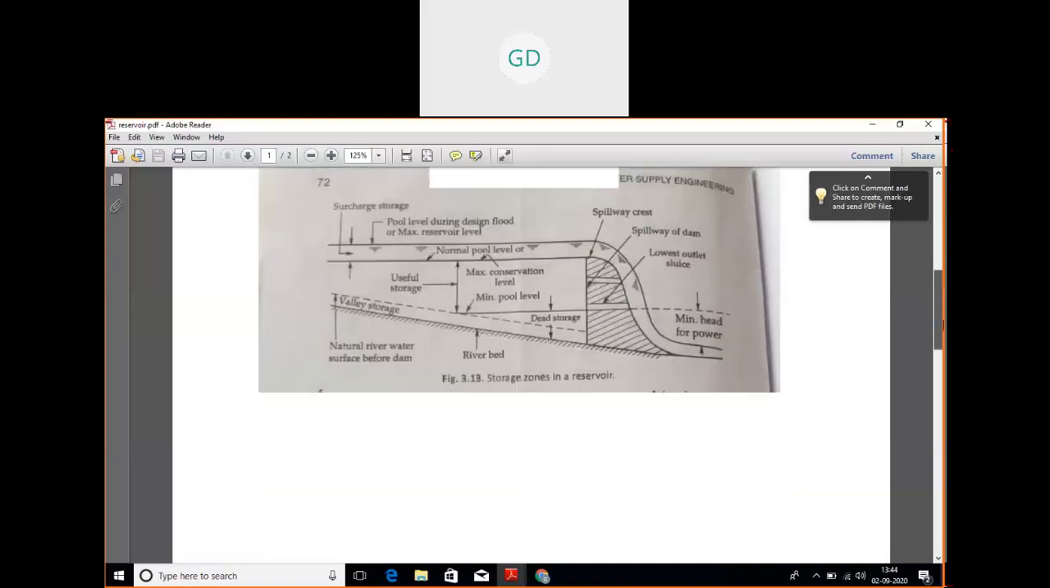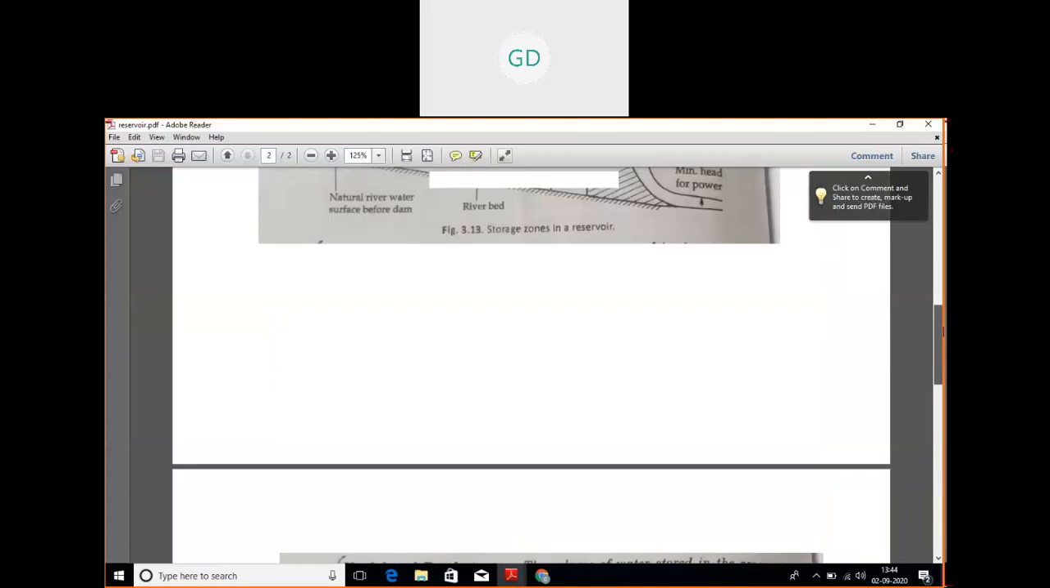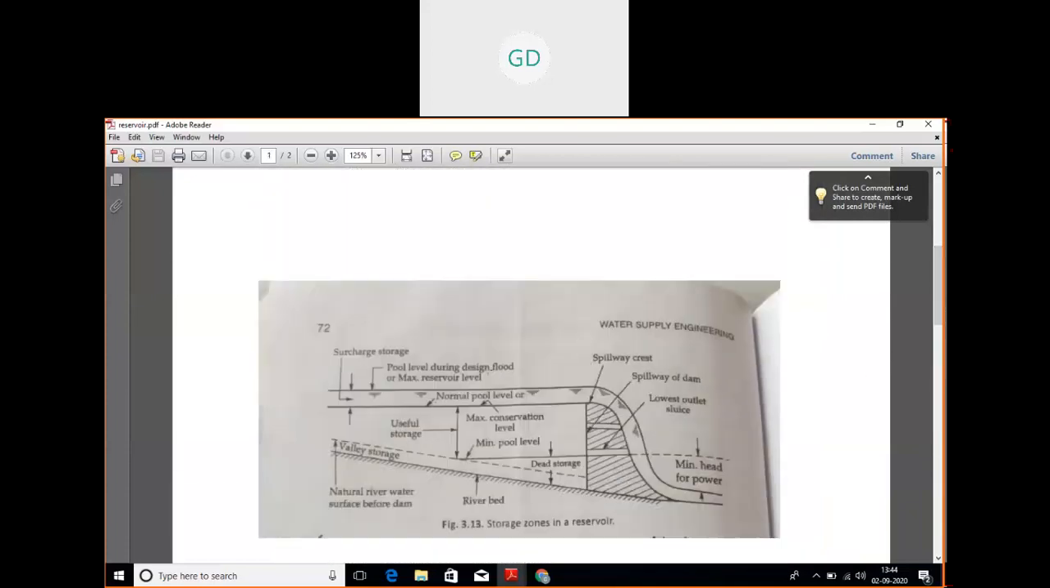Next is your surcharge storage, the volume of water stored between the normal pool level and the maximum pool level. What is the surcharge storage? The volume of water between this maximum pool level and the normal pool level. Between these two lines, whatever water is there is known as your surcharge storage. It is indicated here.